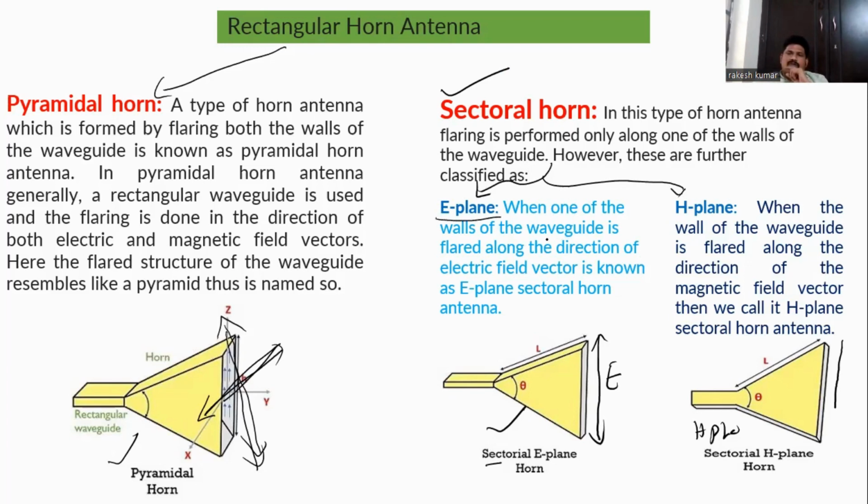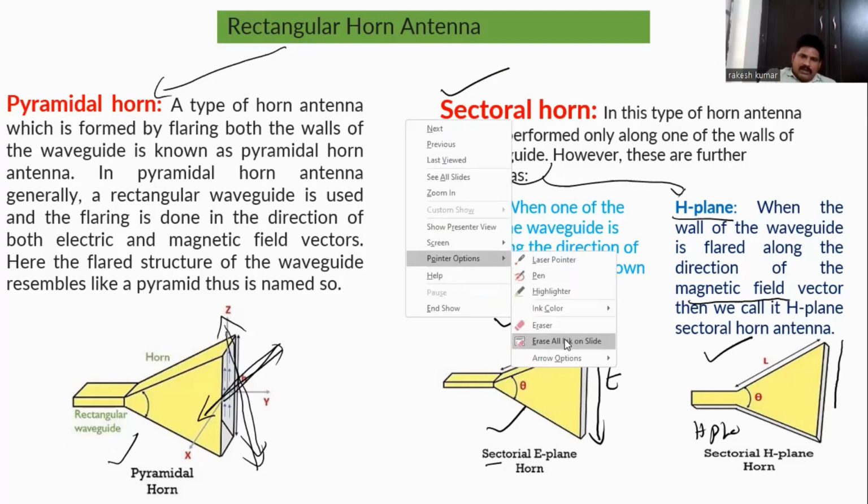When one of the walls of the waveguide is flared out in the direction of the electric field vector, if the flaring is done along the direction of the electric field vector, it is known as E-plane sectorial horn antenna. What is meant by H-plane? When the walls of the waveguide are flared along the direction of the magnetic field vector, then it is called H-plane.